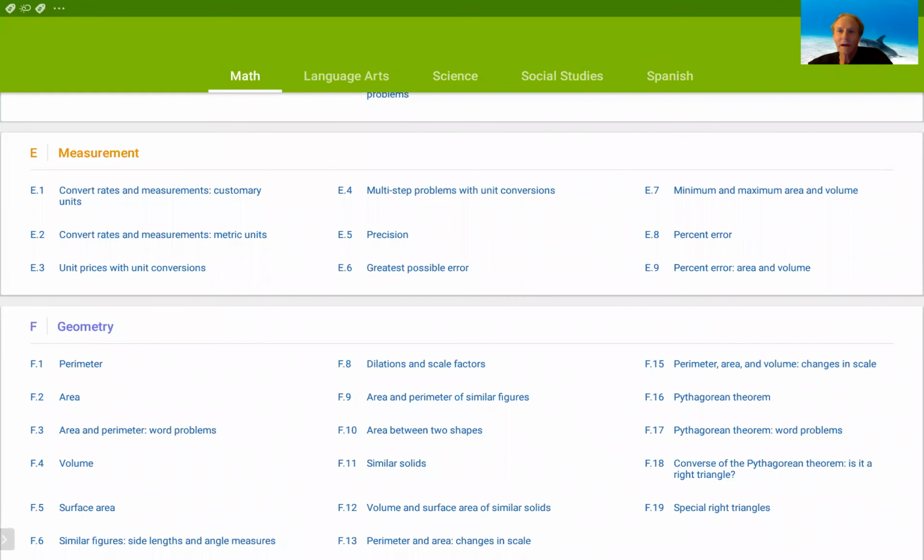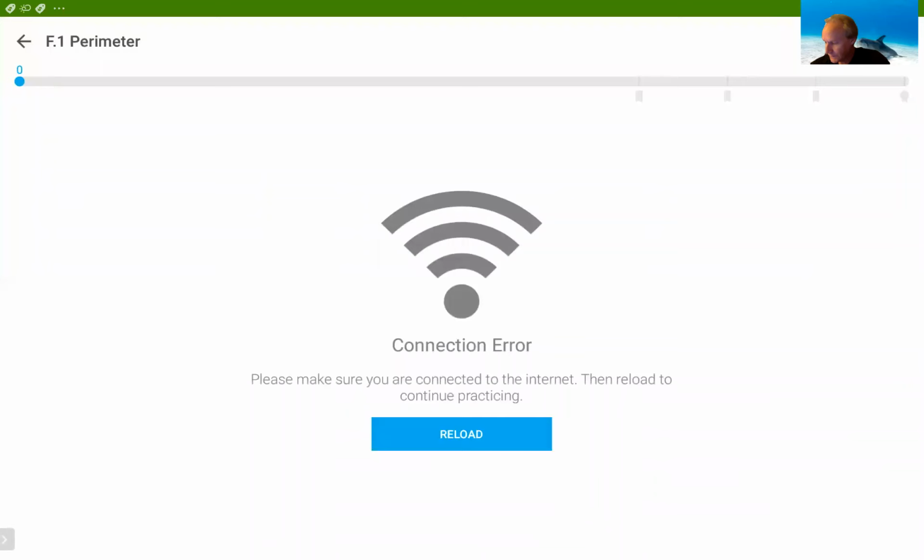Hi, everybody. I'm going to be doing the geometry section from the algebra of IXL. This is section F, which is all about geometry. I decided to skip ahead to this one so that my students who just finished geometry or algebra 1 will be able to get ready for next year. We're going to start with perimeter, of course, and let's get started.